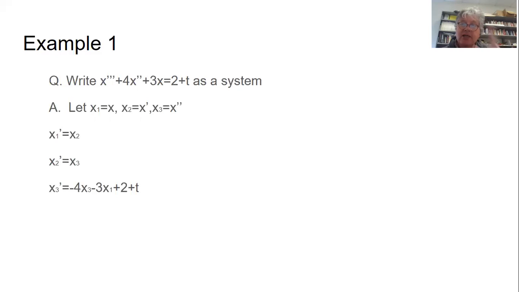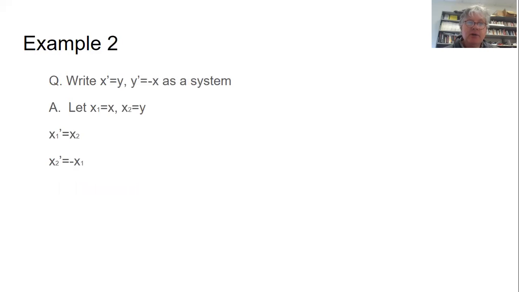It's a third order equation. We've got x triple prime, so we only need to go up to x double prime. And then the system is x1 prime equals x2, x2 prime equals x3, and x3 prime is minus 4x3 minus 3x1 plus 2 plus t. And that's how you convert a higher order equation into a system, right? So the first ones are always going to be something like x1 prime equals x2, x2 prime equals x3, x3 prime equals x4 if it was like a fourth order equation, whatever. So you get those out of the way. And then the last one is kind of giving us the equation.